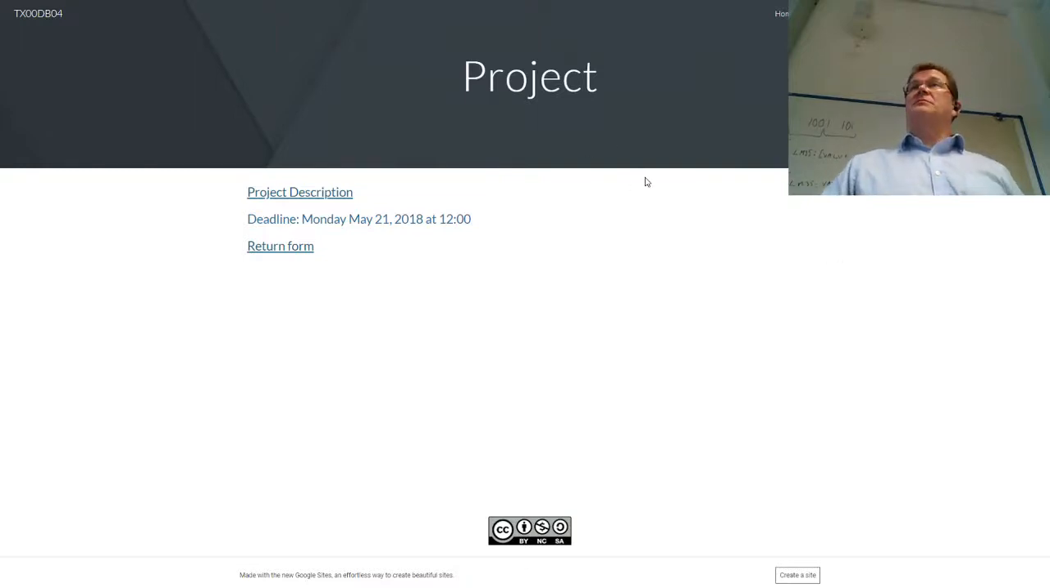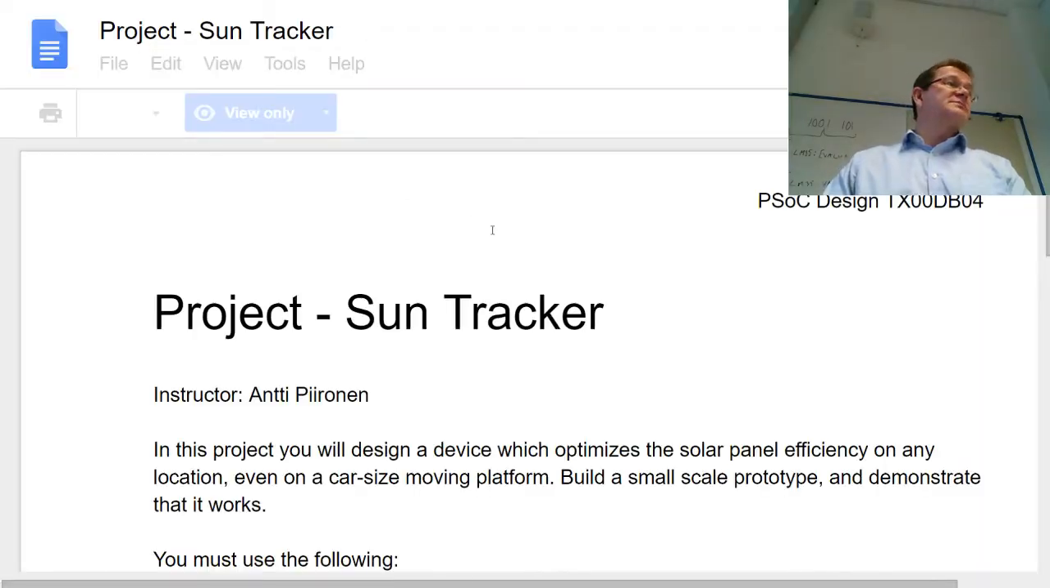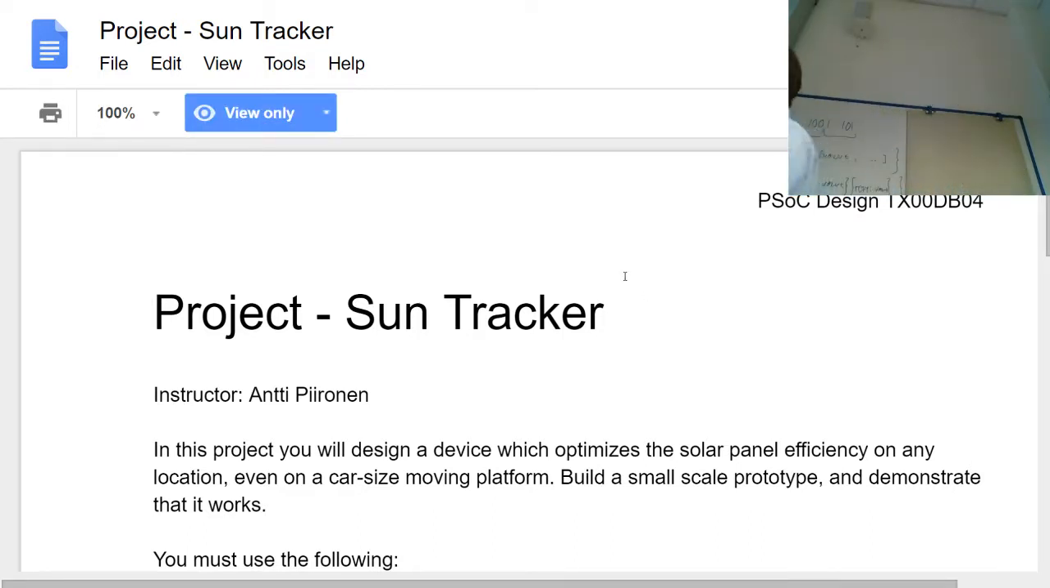About the project. I have a short project description and a description of what you should be doing. Design a device that tracks, follows, or finds the brightest spot on the sky or in the room, and just tries to keep track of that one.